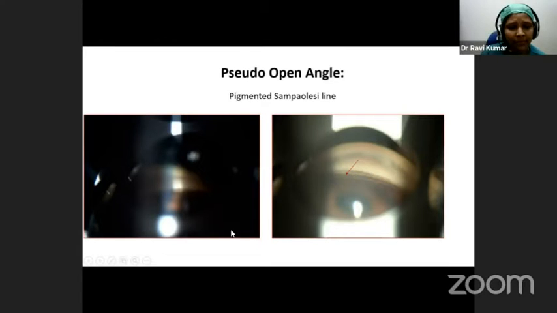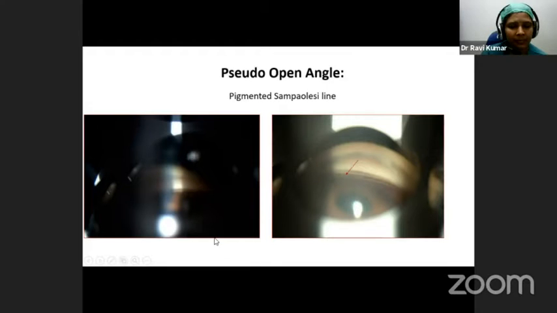We see a brown structure here, and a cursory examination would say that this angle is open. But when we do indentation gonioscopy, we see that whatever we saw here is actually not the trabecular meshwork. The trabecular meshwork is this structure. And what we were considering trabecular meshwork was a pigmented Schwalbe's line. So even if we see a pigmented trabecular meshwork or a structure similar to it, but shallow, always indent and see that you are not mistaking a Sampaolesi line for trabecular meshwork.